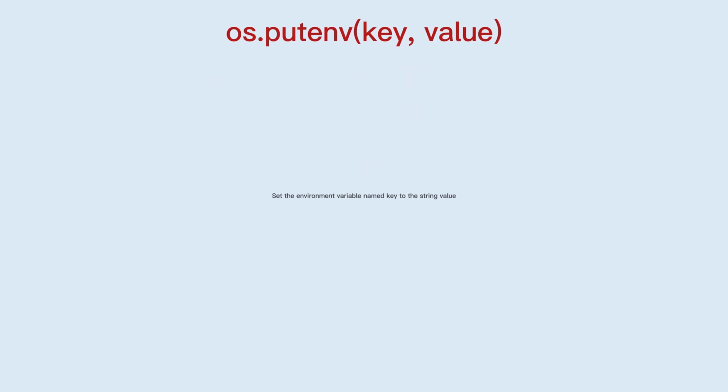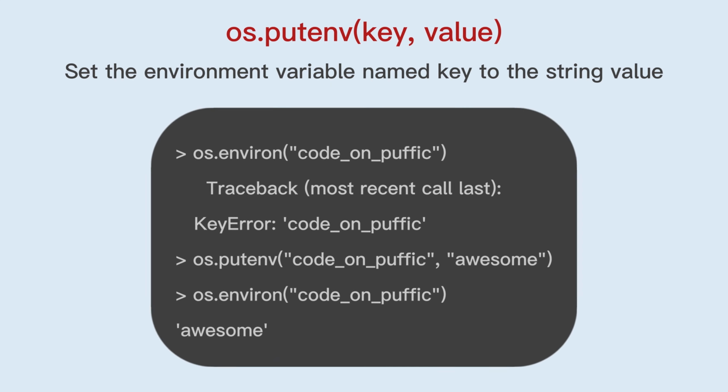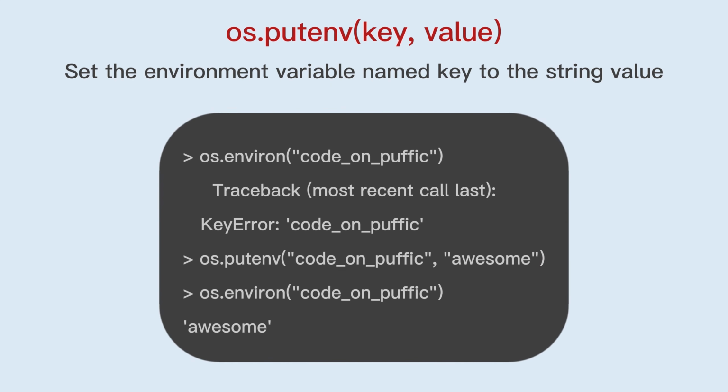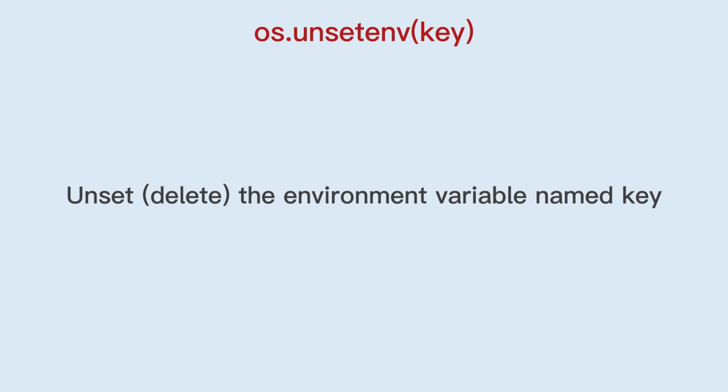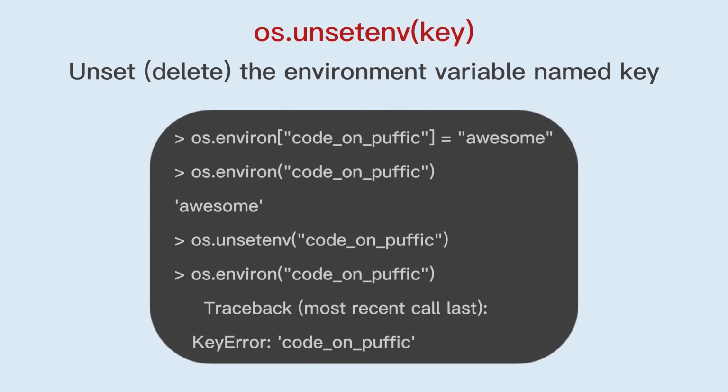os.putenv: set the environment variable named key to the string value. os.unsetenv: unset, delete, the environment variable named key.